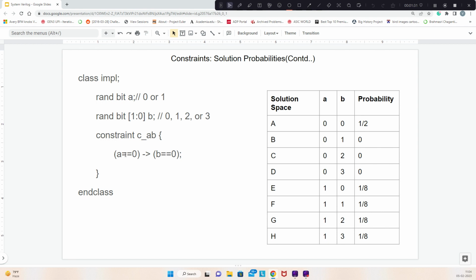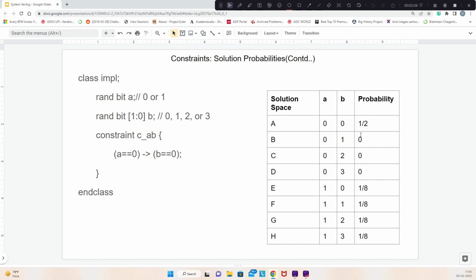Now here, as we saw earlier, this is the possible solution space. And if you see b, when a is 0, b can only be 0, it cannot be 1, 2, 3. So these three sets of values are not possible. So the probability of getting these values is 0, and these probabilities are merged to only this value.